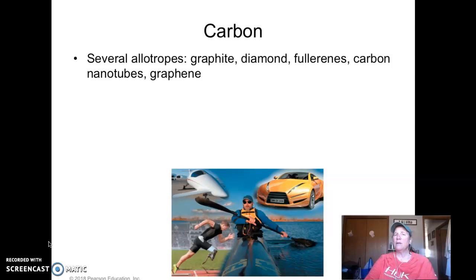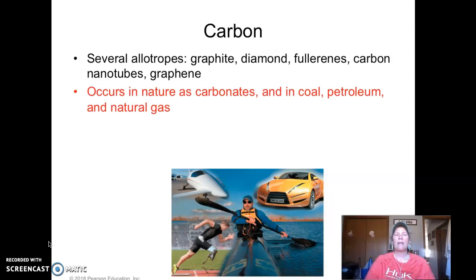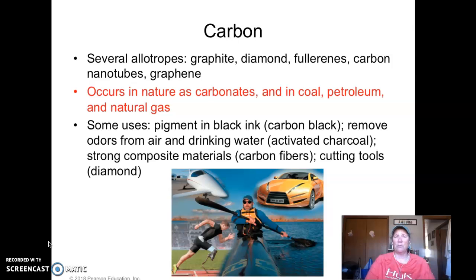Okay, the last element we're going to talk about, the one that we have lots and lots of, is carbon. You can take classes just on carbon, which is organic chemistry. There's lots of allotropes, lots of forms of carbon. We have graphite, which is what you're writing with if you're writing with a pencil. Diamonds, graphite and diamonds is just a lot more pressure and a lot more temperature. Fullerenes, carbon nanotubes, there's graphene. We have carbohydrates, CO3s, coal, petroleum, natural gas. Those are all forms of carbon. Lots and lots and lots of forms of carbon.